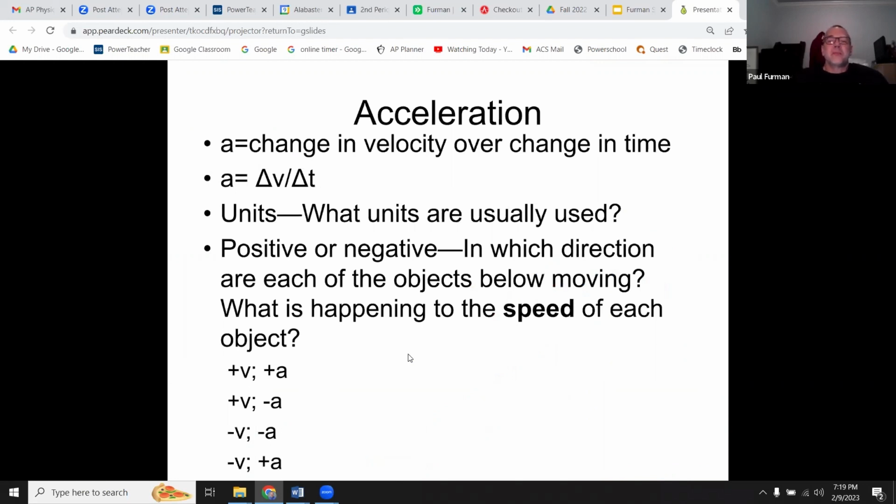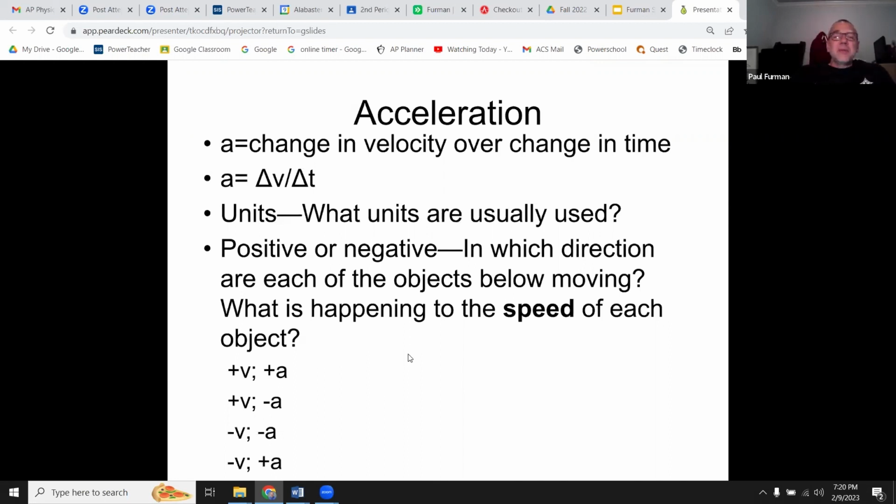Notice that we went from position and displacement measured in meters, velocity measured in meters per second, and acceleration is meters per second per second. How many meters per second is your velocity changing every second, which is typically written as meters per second squared. But meters per second per second is a little bit more descriptive for acceleration and what's actually happening. It's the rate of change of your velocity.